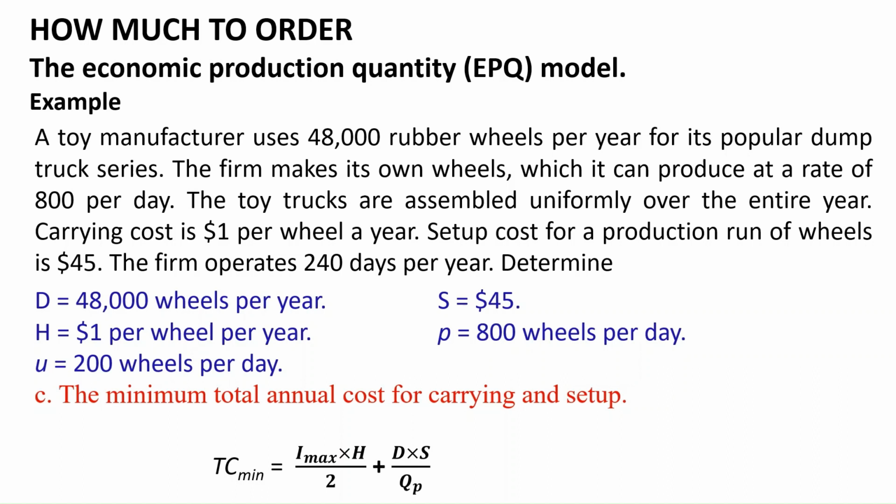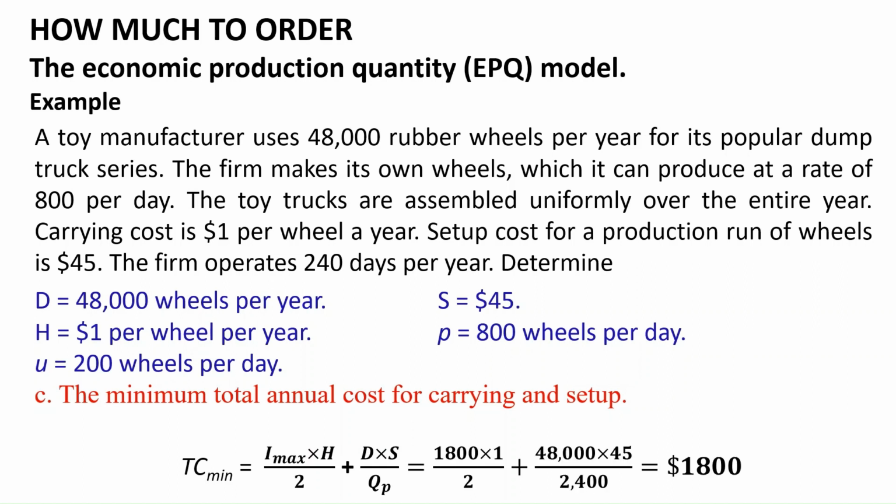The third question is to determine the minimum total annual cost for carrying and setup. TC minimum equals I maximum multiplied by H divided by 2 plus D multiplied by S divided by QP, which equals 1800 multiplied by 1 divided by 2 plus 48,000 multiplied by 45 divided by 2400, equals $1,800.